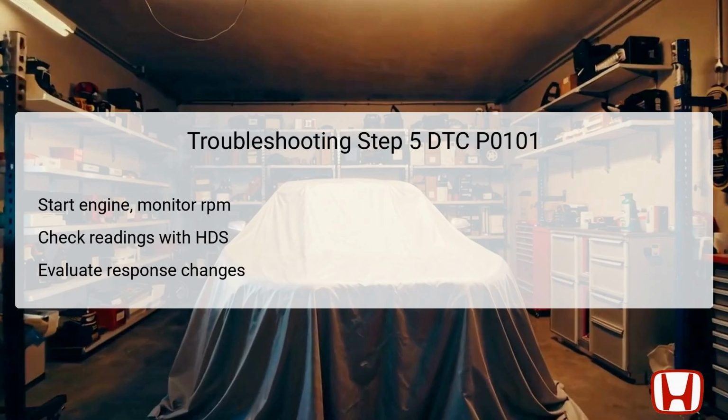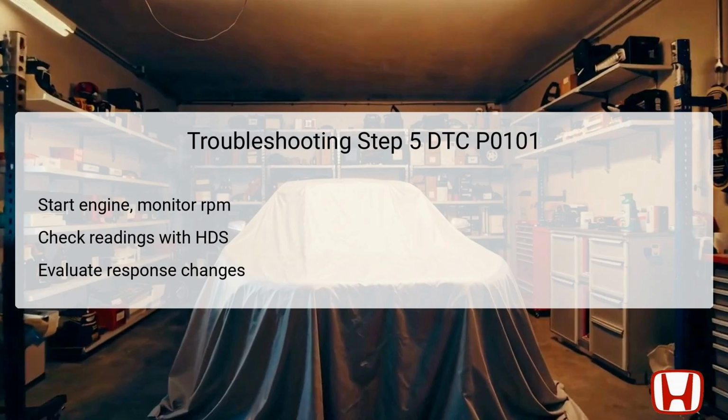Start the engine and maintain the engine speed between 2,000 RPM and 3,000 RPM. During this phase, continue to monitor the MAF sensor readings using the HDS. An essential criterion here is that the readings should change in response to varying engine speeds. This change in data indicates that the MAF sensor is functioning appropriately.